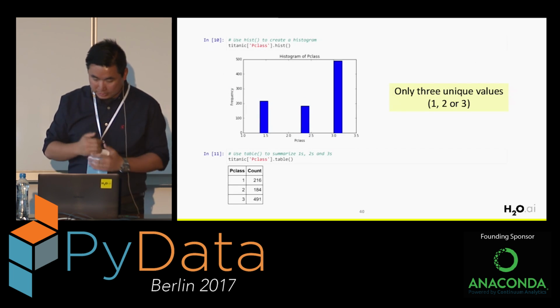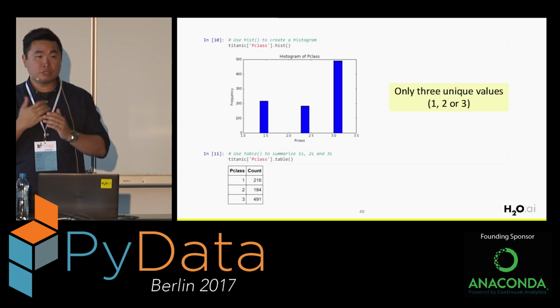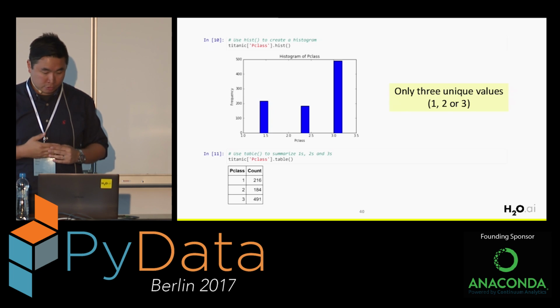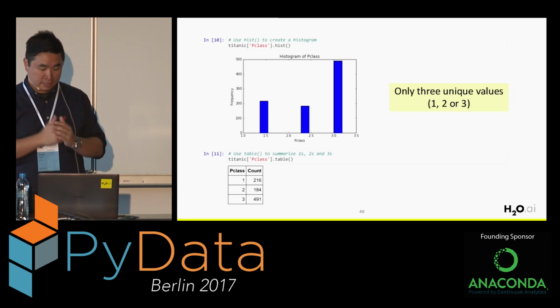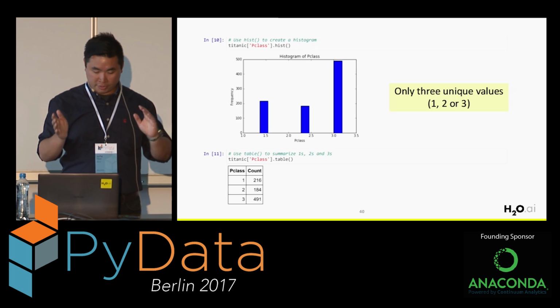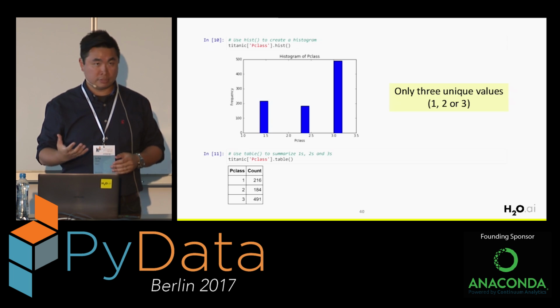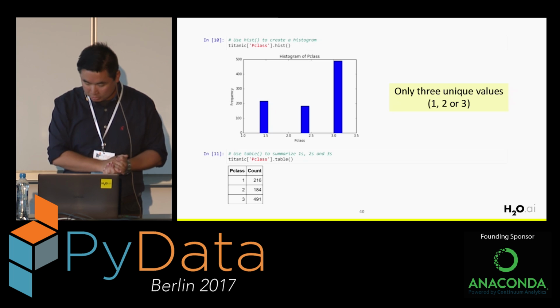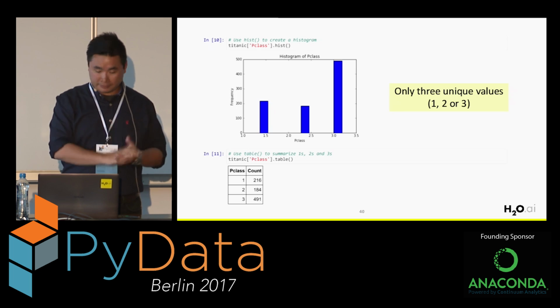Okay. So similarly, we can do the histogram on a different column. This time I want to look at the class, so passenger class in there. Again, we can see that there are only 3 different values in there: 1, 2, or 3. You can also use a table to do the same thing, just look at the count of that. So that is some basic stuff to look at the data.